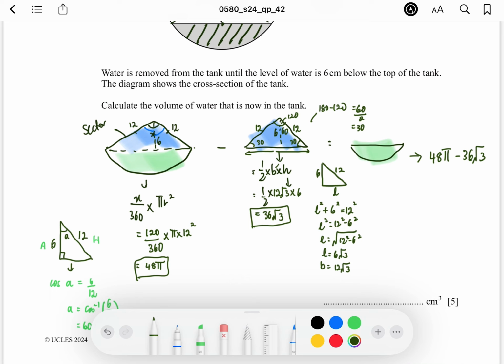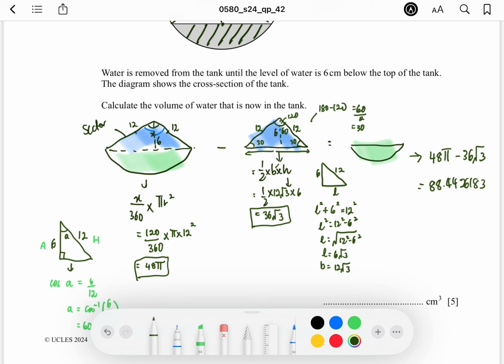Alright. Oh, salah lah. Okay, equals to how much? Sure? Yep. Is that our final answer?